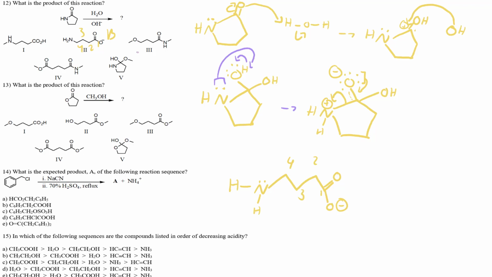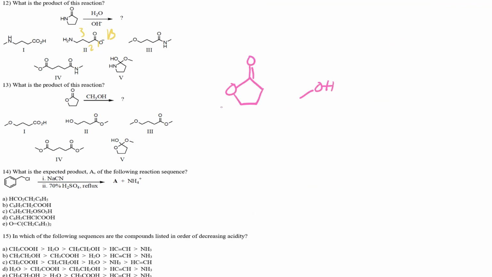Number 13, what is the product of this reaction? Okay, so first let me clear the screen. So the way we start this reaction is that we break out the hydrogen from the oxygen. This bond breaks towards the oxygen, and this oxygen picks up the hydrogen. And whenever that happens, we get this.